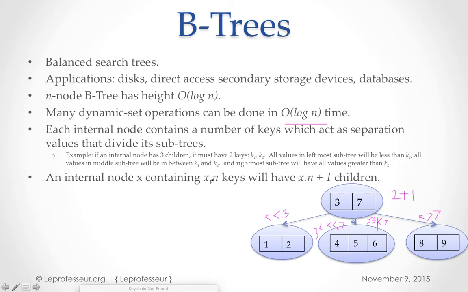For an internal node x, x dot n is just representing the number of keys. So for example, for this internal node with 3 and 7, x dot n would be 2. Right, so think about if you have in main memory only 1000 keys. Okay, now you are storing in your main memory only 1000 keys. So how many children will it have? It will have 1000 plus 1 children, right?